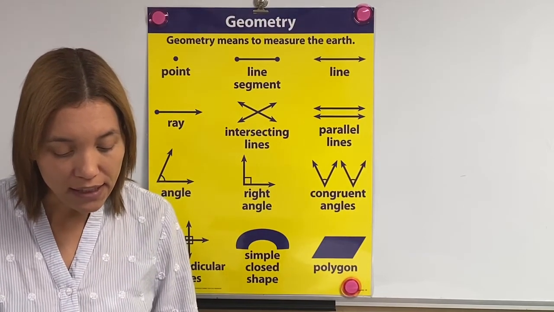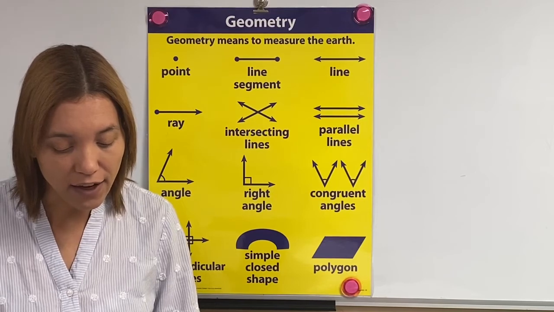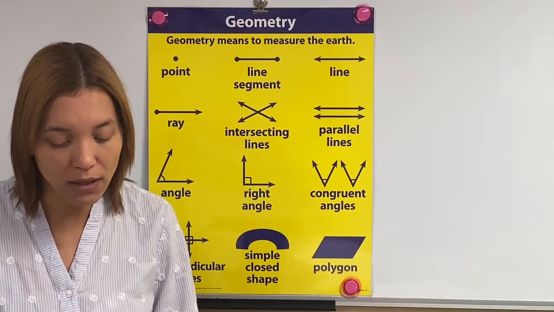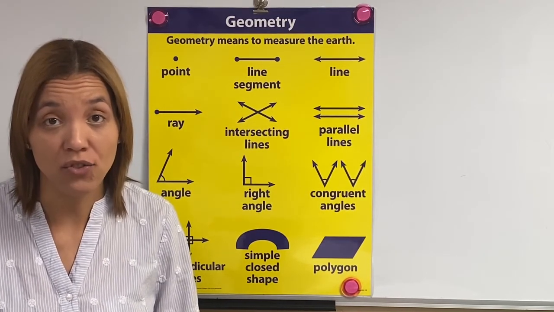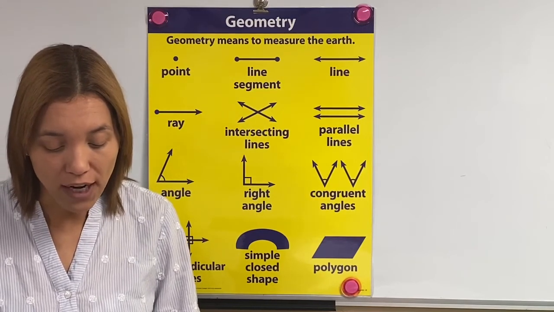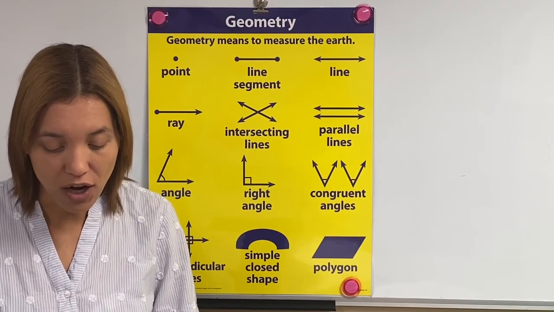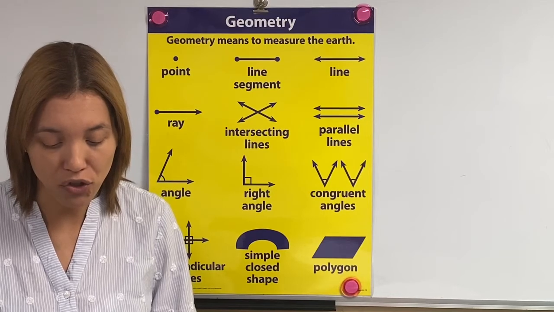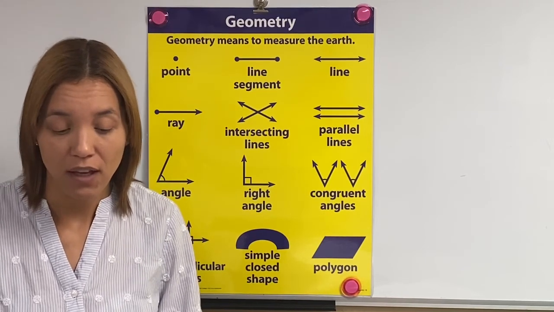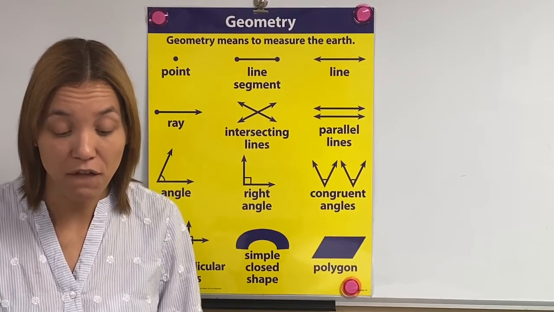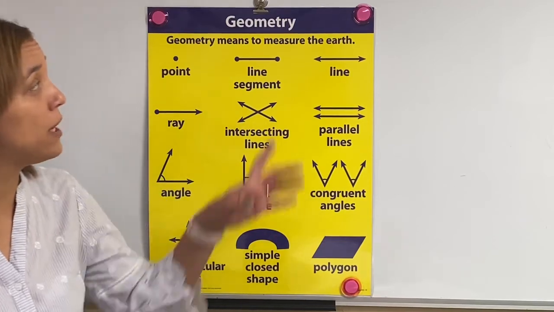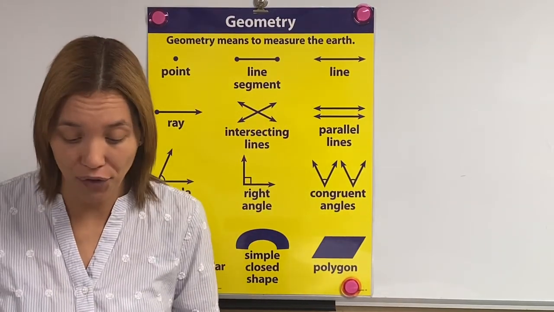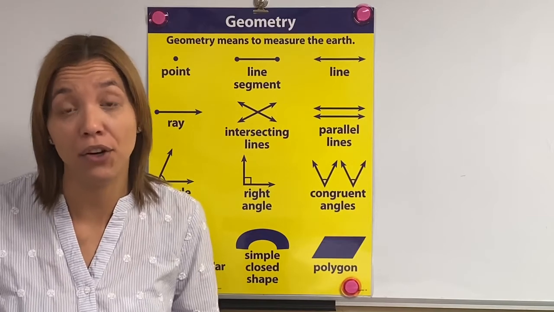For letter E, intersecting lines can cross at only one point, and that is true. For letter F, geometry means to measure the universe, and that's going to be false. Geometry measures the earth, not the universe, but the earth, okay?